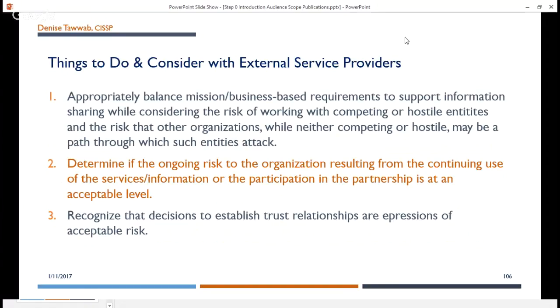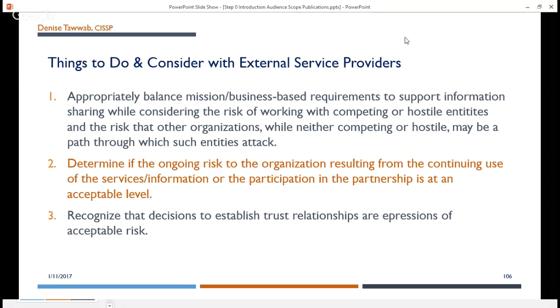Things to do and consider with external service providers. One, appropriately balance the mission and business-based requirements to support information sharing, while also considering the risk of working with competing or hostile entities and the risk that other organizations, while neither competing nor hostile, may be a path through which such entities attack. I think it was the Target breach that happened as a result of a third party HVAC vendor, I believe.